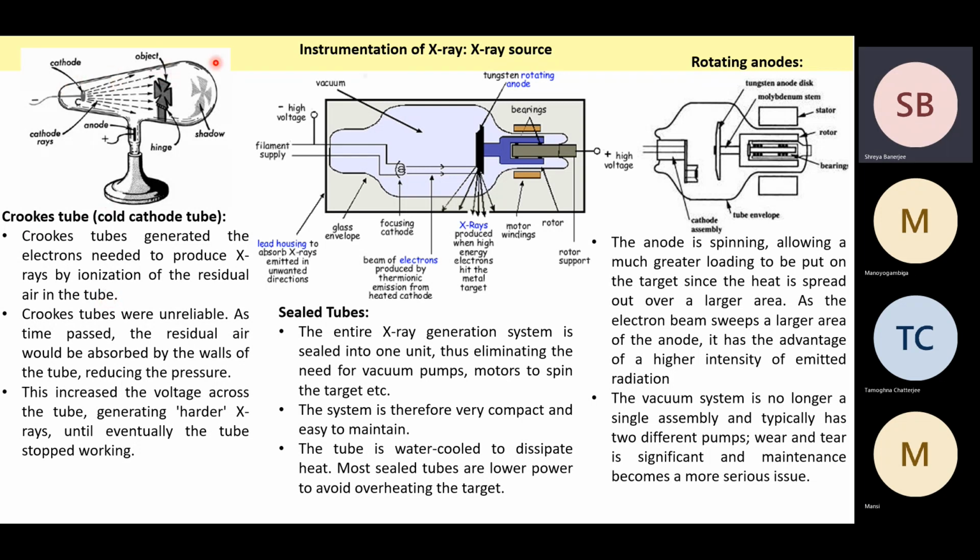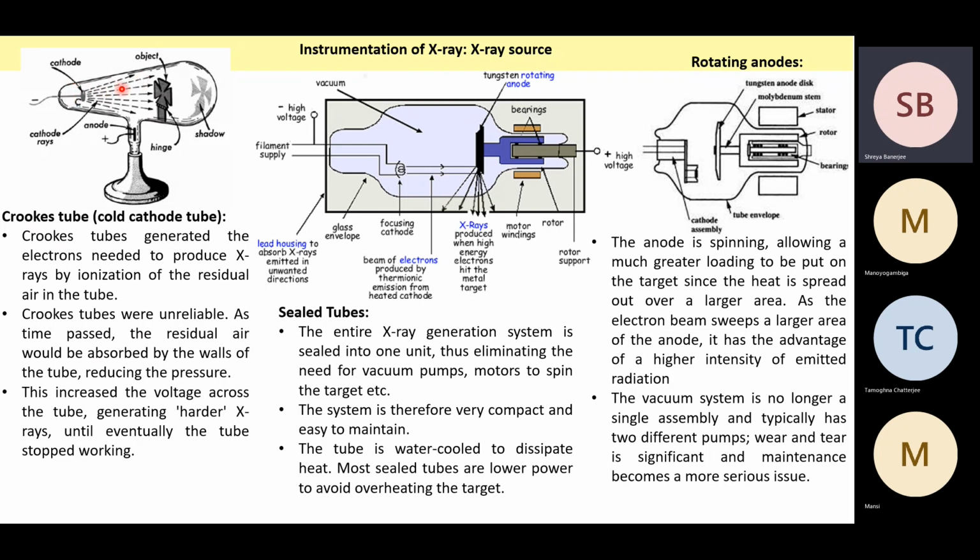So in Crookes tube, there used to be air inside the tube, and an electric potential used to be applied between the cathode and the anode, and this would lead to ionization of the air, of the molecules in the air. The Crookes tube was unreliable because as the time passed, the residual air would be absorbed by the walls of the tube, reducing the pressure.